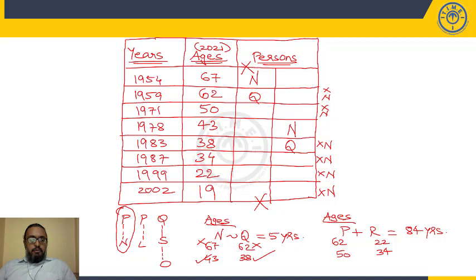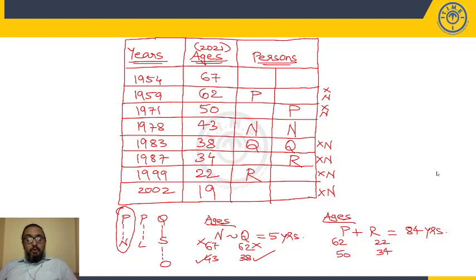So what I'll do now is I'm going to erase this here. Since we already know that this does not work, N cannot be the oldest person. So I'm going to take N here only and Q here only. Now I'll put P here for 62 and R here as 22 for one. The next is I'll put P here as 50 and R here as 34 for the other.